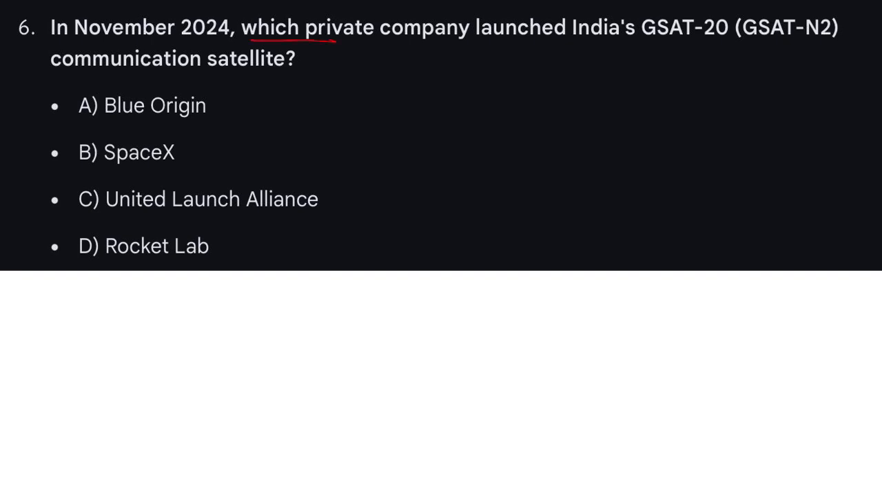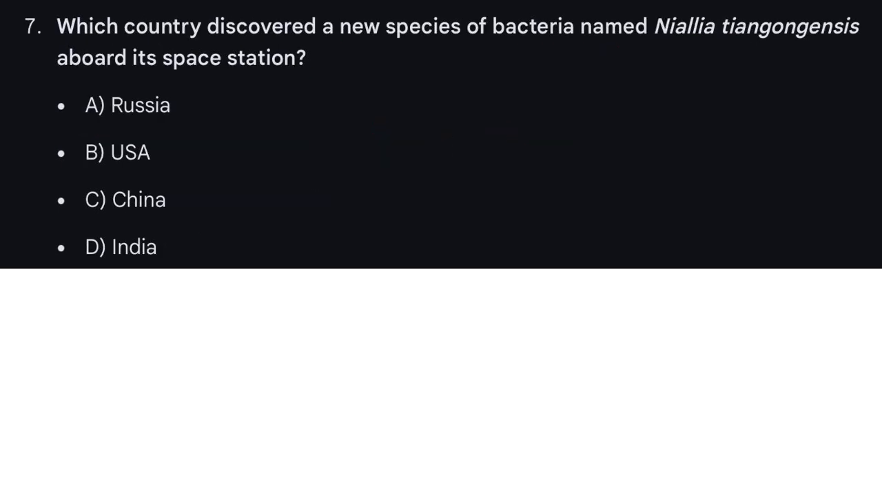Next, in November, which private company launched India's GSAT-20 communication satellite? This GSAT-20 communication satellite was launched by SpaceX, right? And it was the Falcon 9 rocket of SpaceX that launched it. Moving on, which country discovered a new species of bacteria named Niallia tiangongensis aboard their space station? So it is China. They discovered a new species of bacteria on their Tiangong space station.